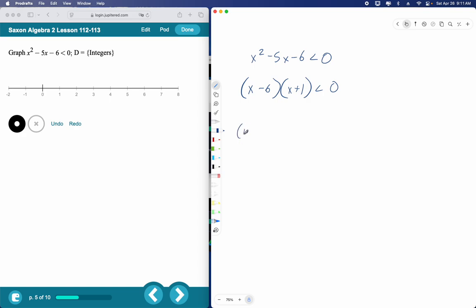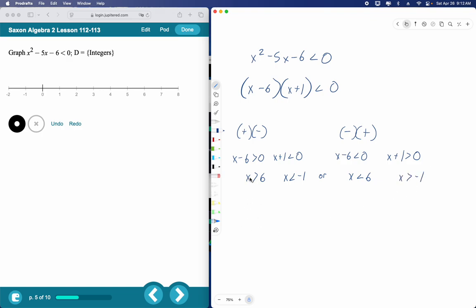All right, so we're going to do positive, negative, negative, positive. So x minus 6 is greater than 0, x plus 1 is less than 0. Or x minus 6 is less than 0, x plus 1 is greater than 0. So x is greater than 6, x is less than negative 1, or x is less than 6 and x is greater than negative 1.